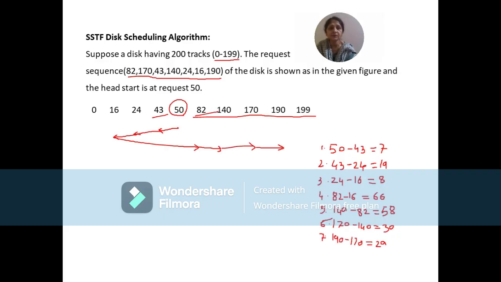Now what we have to do is add all these results together to find the number of head movements or the number of cylindrical movements. So let's add these results. The answer is 208. So the number of cylindrical movements or the number of head movements for SSTF disk scheduling algorithm for the given request string is 208. That's all for the day.